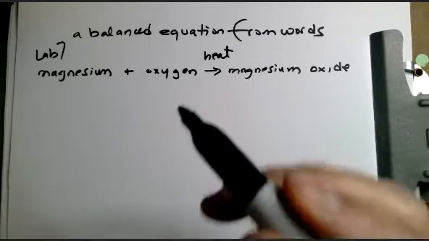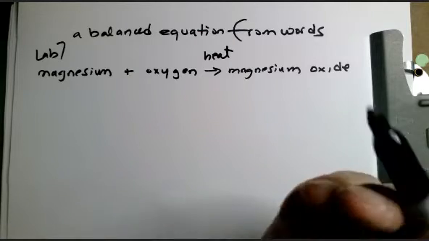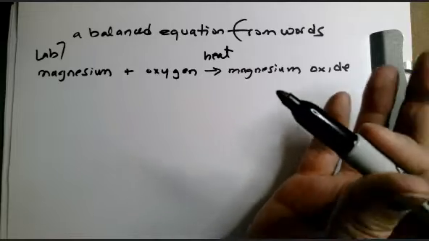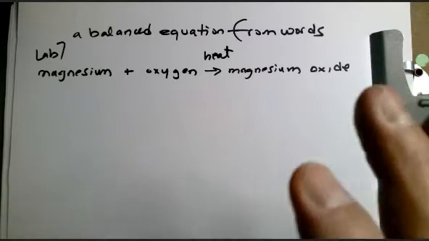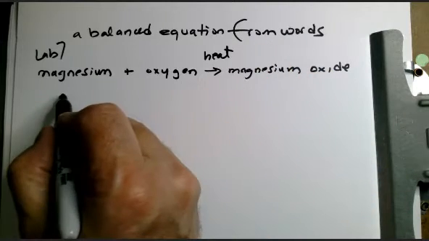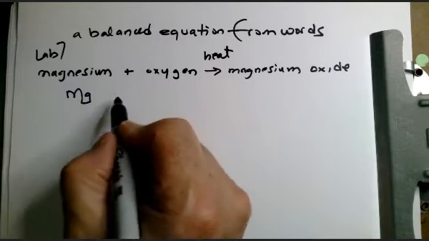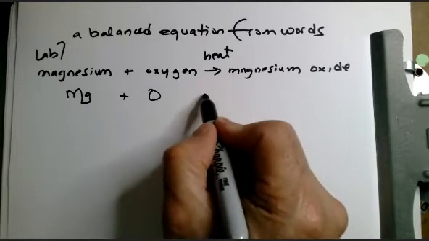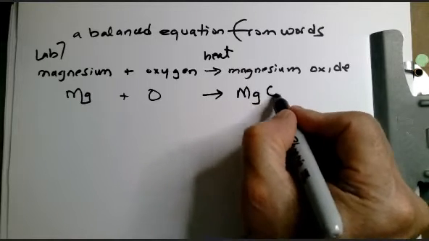I'm going to just tell you some basic general rules for how to do this. I'm sure there's some exception somewhere, and what I'm telling you probably doesn't apply to every situation, but it applies to this equation. So let's talk about this equation. Magnesium, when we look it up on the periodic chart, is Mg, oxygen is O, and magnesium oxide is MgO.